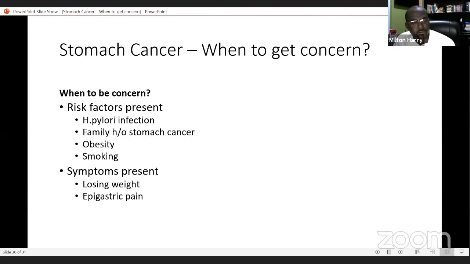So when to be concerned? One, when risk factors are present. If H. pylori infection is there, you need to get it sorted out if you're having symptoms. If you have a family history of stomach cancer, then you need to be concerned and get it checked out. Other risk factors, especially modifiable ones including obesity and smoking, are things that we can work at. If symptoms are present, so you start losing weight or you're having epigastric pain, especially unrelenting pain, then you need to get it checked out.